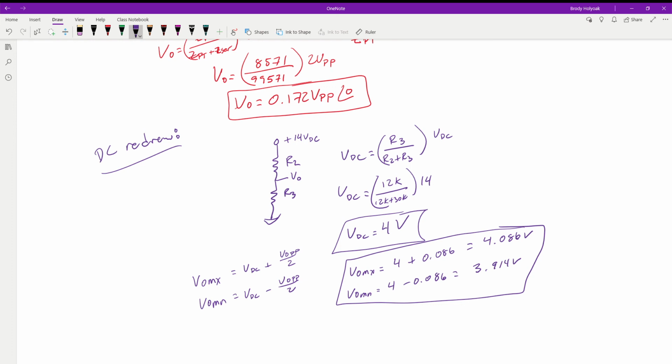We're going to cut that value in half if it's in peak to peak. Or if it's just in peak, that's even better. That's one less calculation we have to do. But all we're looking for is how far up it is going to go above our DC value, and how far down it is going to go below our DC value. And that gives us our output.